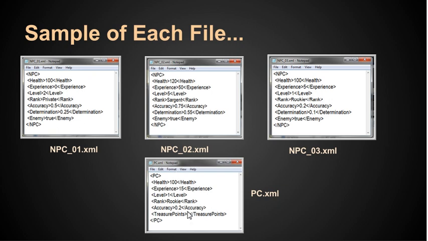Here's the PC data. Now, what accuracy and determination mean, we'll talk about that. Those are processes that we'll be building into the flow graph as we go down the road. Notice that the data for the PC is a little bit different from that of the NPCs. You don't have a determination here because, well, that's you, the player. You do have a data element called treasure points. These are the treasure points that you collect while you're going around getting the treasure. And of course, treasure points are very important.